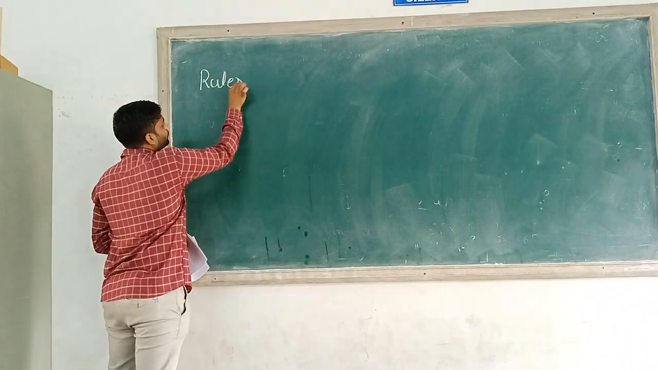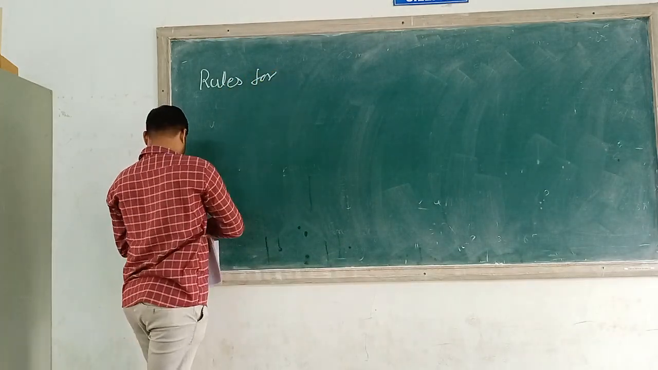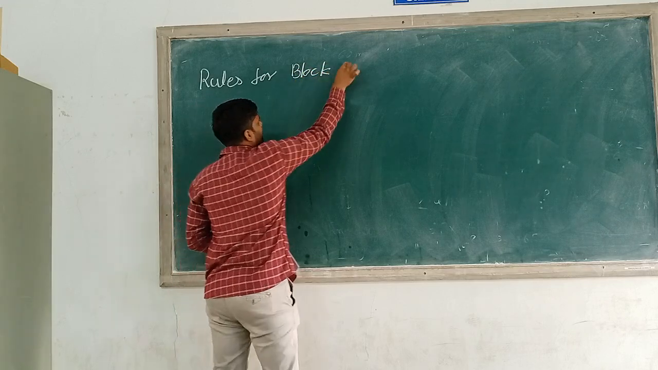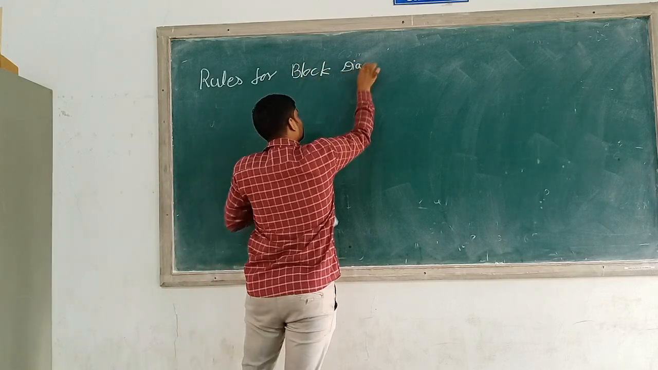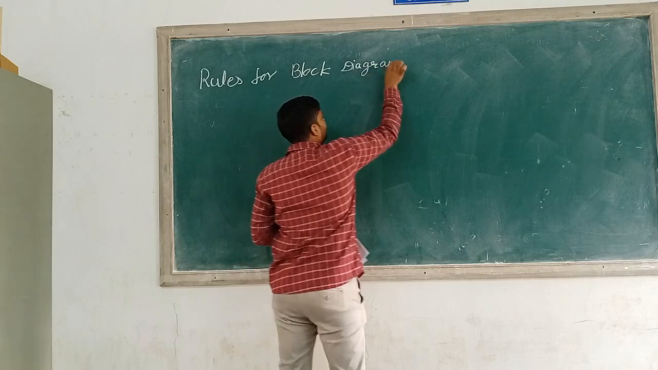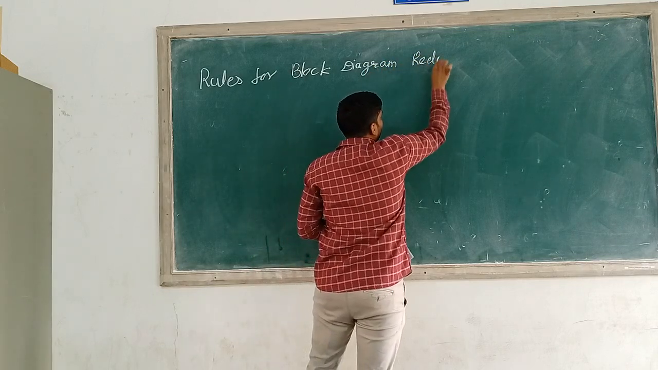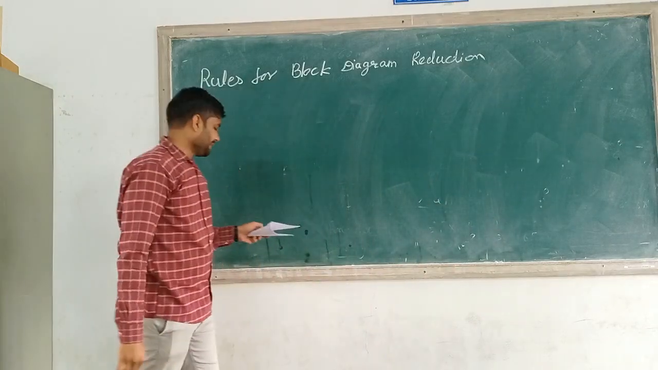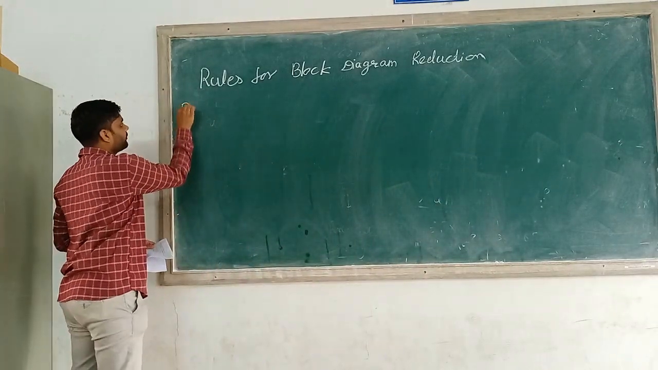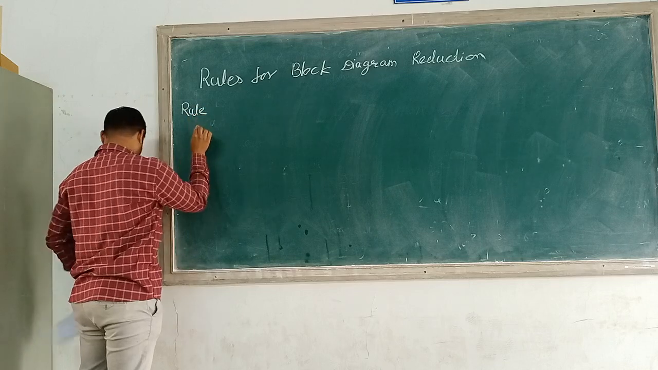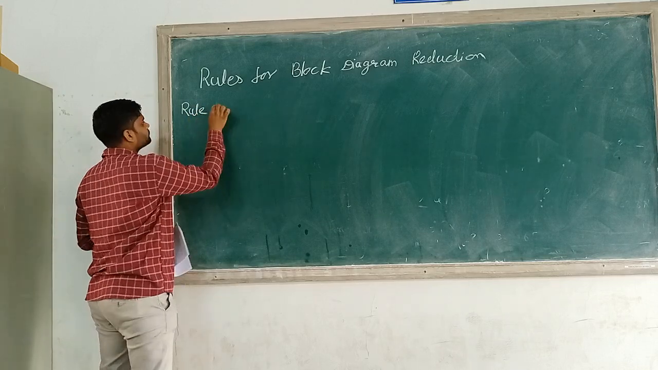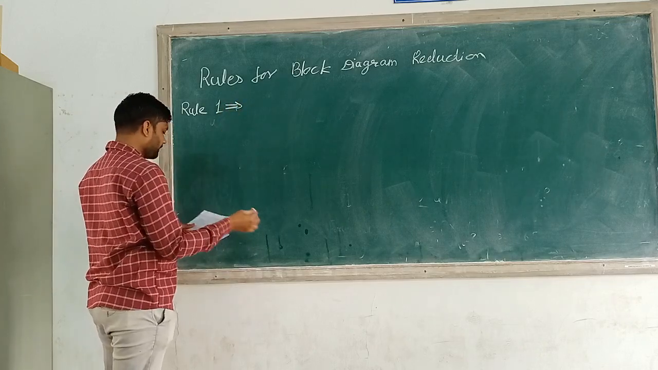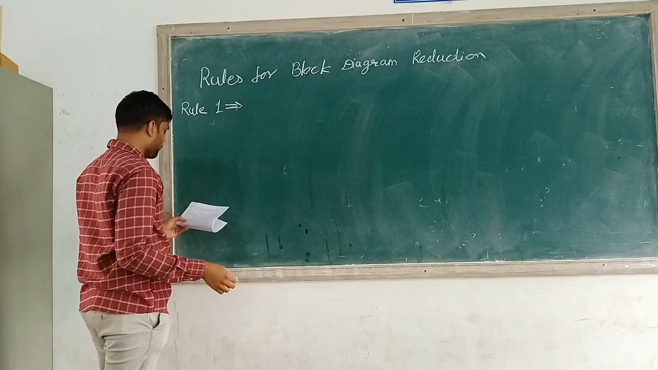These are the rules for block diagram reduction. We are going to reduce this block to obtain the transfer function of the system. So here rule number 1. The first rule is about the summation or summing point.